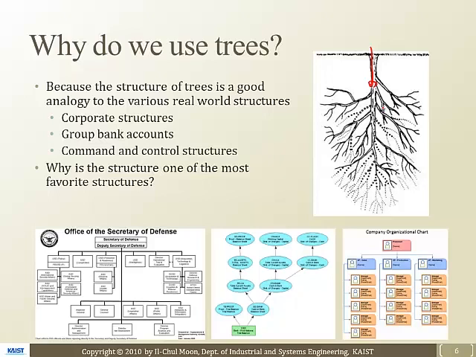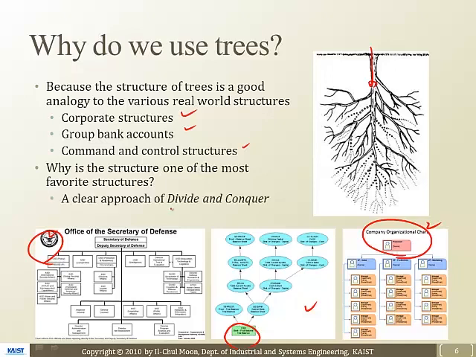Having said that, in the real world, humans have adopted these tree structures in various types. For instance, this is the military structure, this is the corporate structure, and this is some kind of categorization going on. It's called corporate structure here, group bank account structure here, and command and control structure in the military here. All use a somewhat similar mechanism of tree structures. So tree structures are kind of universal, right? Why are people so fond of this structure?